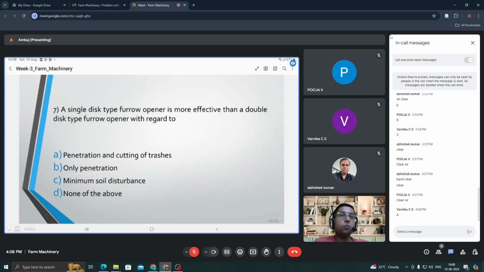A single disk type furrow opener is more effective than a double disk type furrow opener with regard to which option, and Varnika has answered it as A. Good. Yes, rest two people please do try to answer it. Then I'll go for the explanation. Yes, Abhishek is also saying A. Okay, good. All have answered it A and they have answered it very correctly.